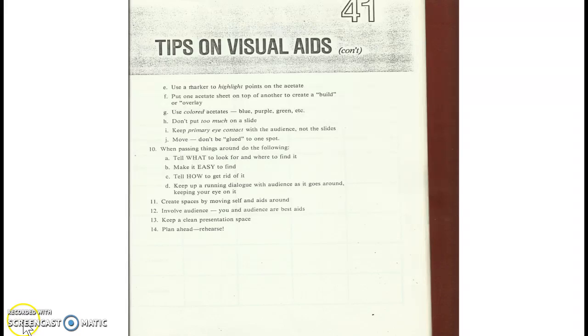You pass things around. You tell them what to look for and where to find it. Make it easy to find, right? Keep a running dialogue with your audience as it gets passed around, keeping your eye on it.